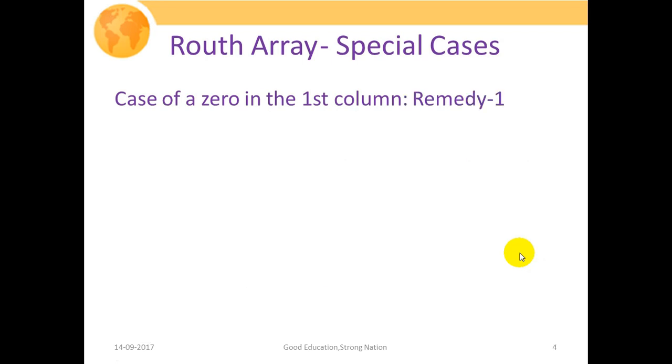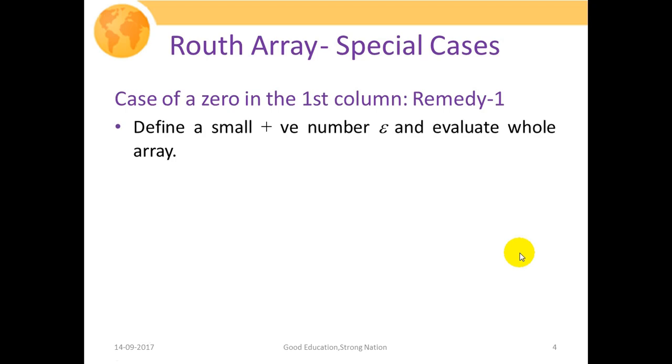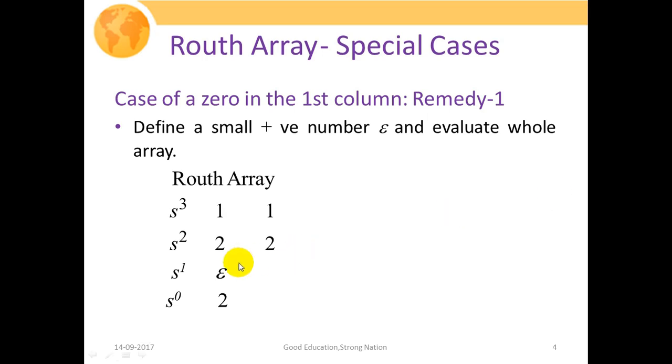So here is your first remedy, how we're going to handle a 0 in the first column of the Routh table. We define a small positive number epsilon and evaluate the whole array as we did earlier. So in place of 0, we have put this epsilon, which is a very small positive quantity, and when we evaluate the next value, it becomes epsilon times 2 minus 2 times 0, divided by epsilon. So we are left with again 2. This actually covers the complete Routh array.